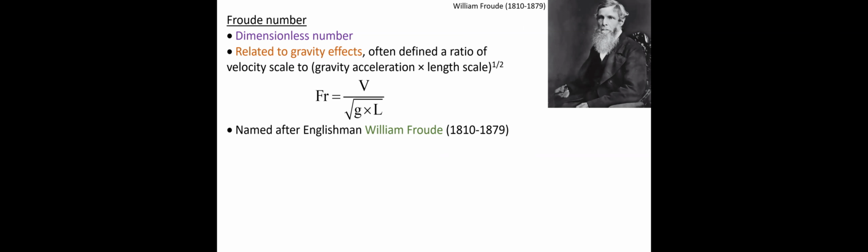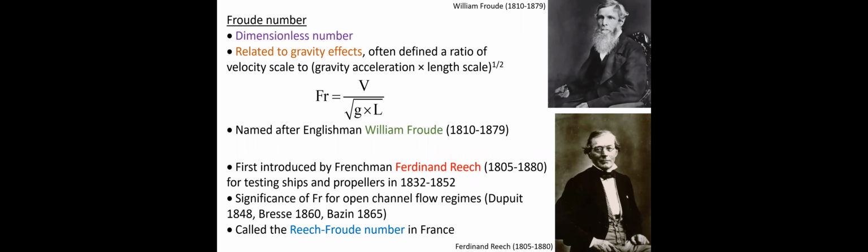But strictly speaking, this number was first introduced by a Frenchman, Ferdinand Reech, who was an academic staff at the French Naval Academy, and introduced his dimensionless number for testing ships and propellers, first in 1832 in his lecture note, and subsequently for a journal publication in 1852. At about the same time, this dimensionless number was recognized as important to characterize different open channel flow regimes. And in France, the number is commonly called the Reech-Froude number.